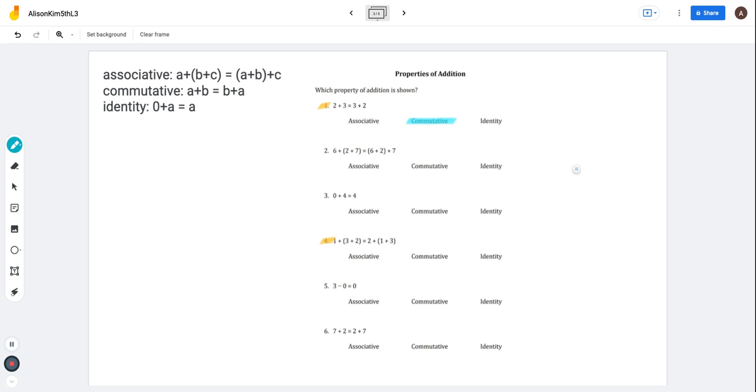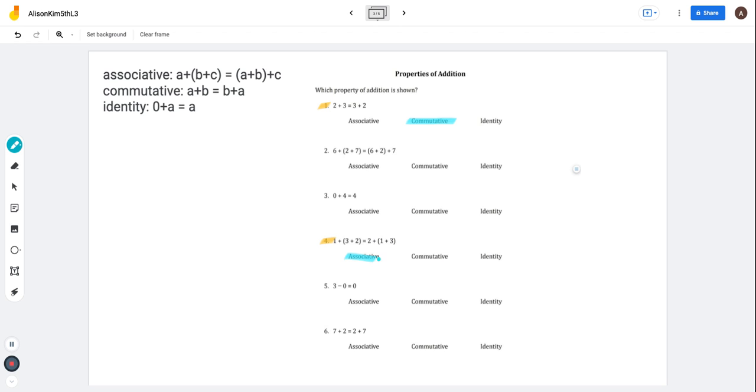Now we're going to move on to number 4. It gives us 1 plus (3 plus 2) equals 2 plus (1 plus 3). And we see no zeros, so we can automatically rule out the identity, right? However, some people can get confused, but once again, all you have to do is look at the rules that I have up here. And as we can see, commutative doesn't have any parentheses and associative does. So we're going to move on and do associative.